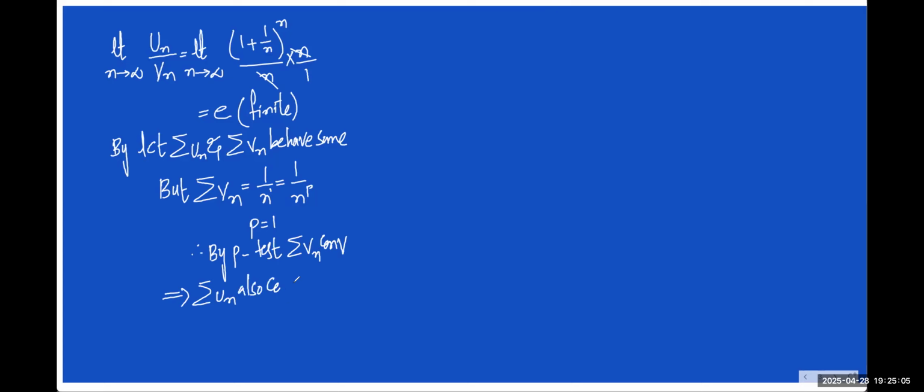Summation un also convergent. Hence, sorry, p is less than or equal to 1, so I should have written divergent. I forgot. It is not convergent, it is divergent, because p is less than or equal to 1. This implies summation un is also divergent.